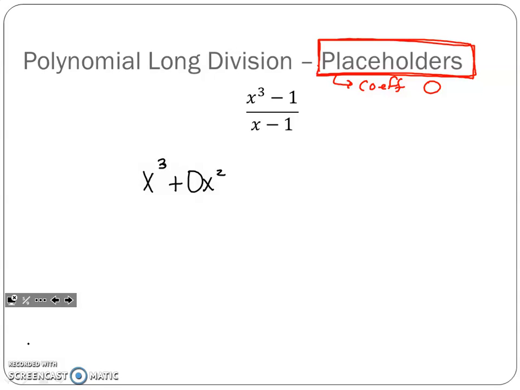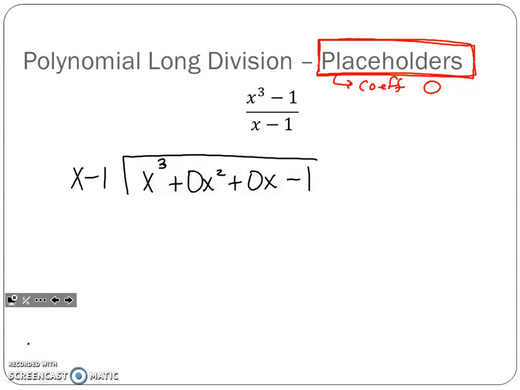A lot of times kids ask, can it be a minus? Well, yeah, because 0 is not really positive or negative, but I would just make it positive because that's way less confusing. I need an x, so I'm going to put plus 0x. And then I have my minus 1. Those are my placeholders. Draw my box, and I've got an x minus 1 out here.